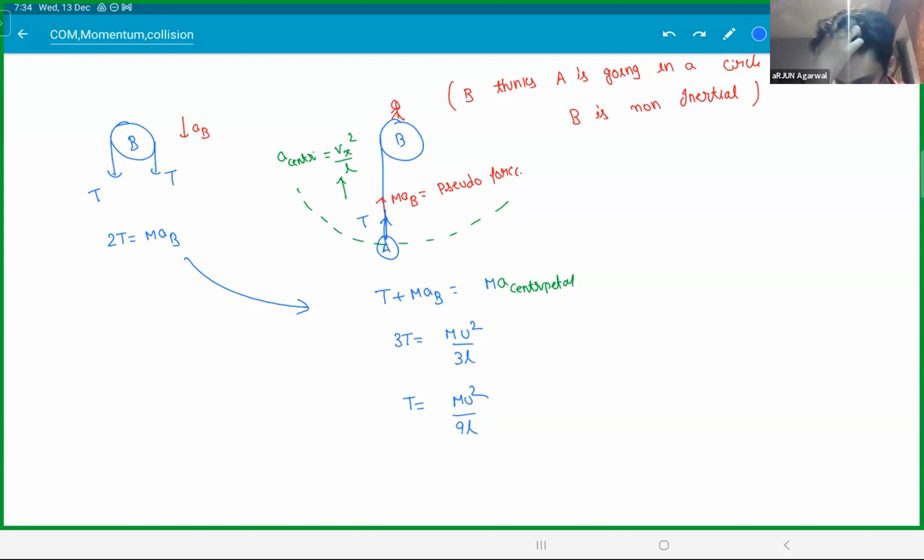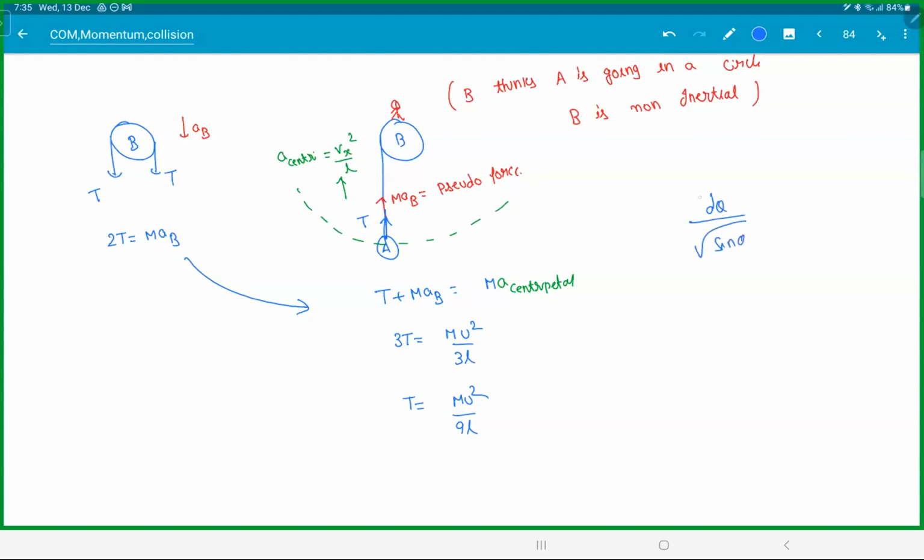Okay. And second thing, do you know the time? In how much time do A and C collide? Won't be able to solve. Finding time is actually mathematically not possible. I tried that too, it doesn't work. You get an integral which is not integrable. You'll get something of this sort, d theta by integral root sine theta. And this is not integrable. Looks very innocent, but you can't integrate this.